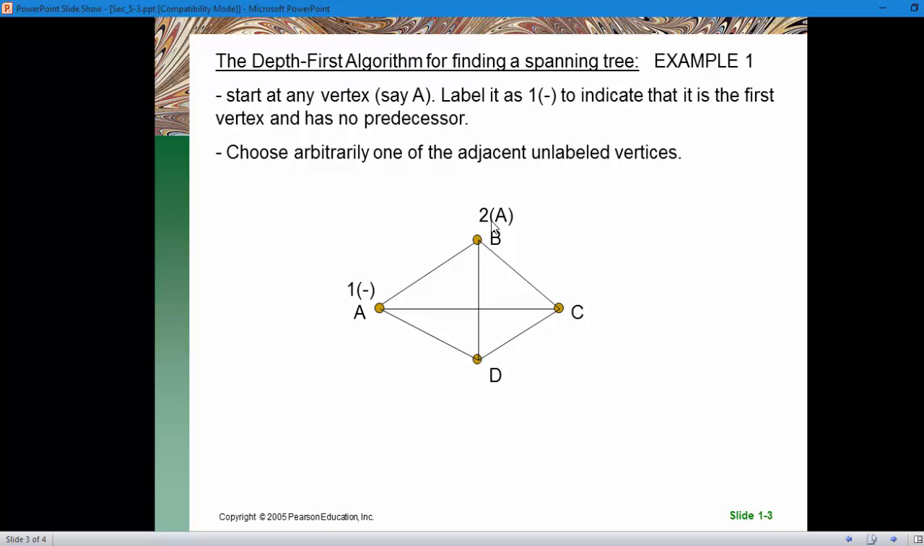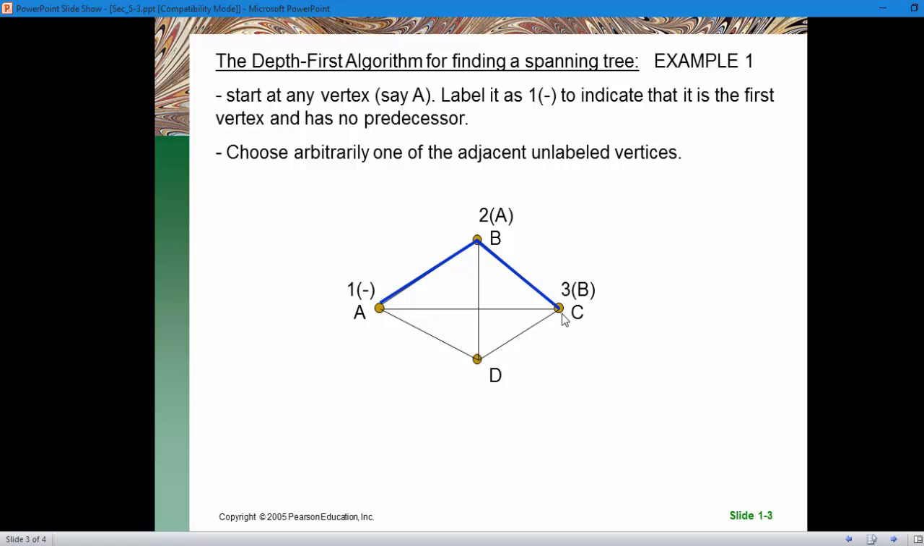Once we get to B, we label it as 2 because this is the second vertex that we encounter. Predecessor is A. From B, again, we go to any adjacent vertex to B that is not labeled yet. So adjacent vertices to B would be C, D, and A, but A is already labeled. So from B, we can go either to C or D. Again, there's a choice of 2 vertices here. Let's pick alphabetically. So we're going to pick C. And we're going to label it with 3 and B in parentheses.